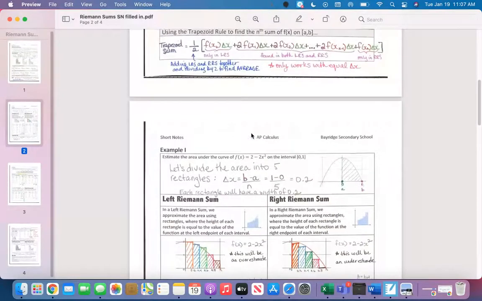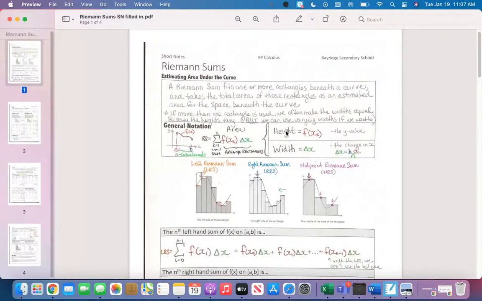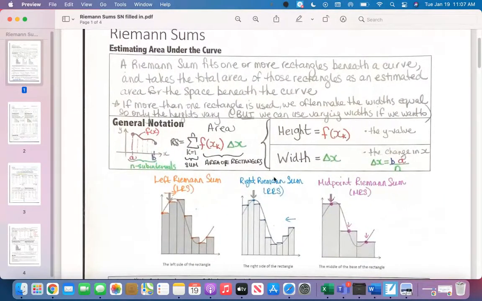So if we go back to the first page where we talk about notation, hopefully this will make a little more sense now that you've seen it in action. Our general notation for a Riemann sum uses the summation formula, or the sigma, to represent a sum. This would be the right Riemann sum, for example: the sum from k equals 1 to n, however many rectangles I created, of f at xk times delta x. We know that f at xk is the y value, or the height of each rectangle, and that the width is represented by delta x.